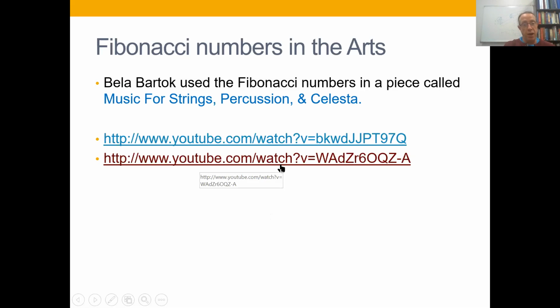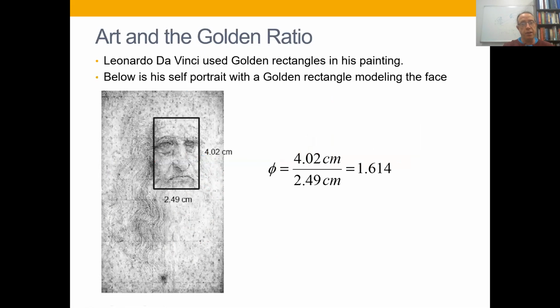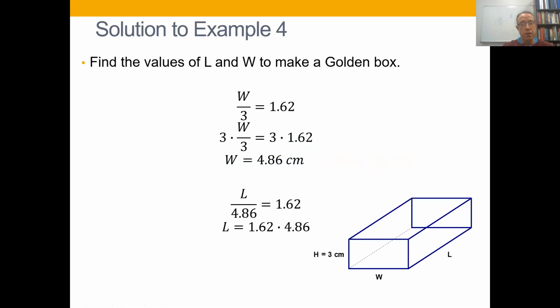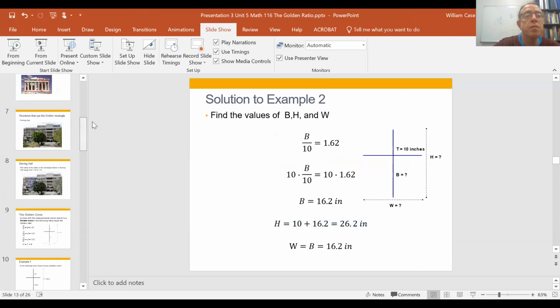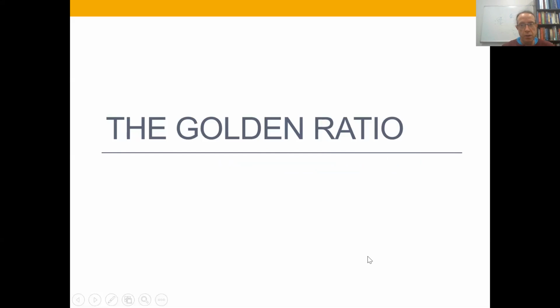Okay, so I kind of rambled a little bit there, but don't worry so much about that for this next test. The thing that you have to know for the next test is be able to do a golden cross and a golden box problem. If you can do those two types of problems, that's the main thing that you will have to do on this next test coming up.